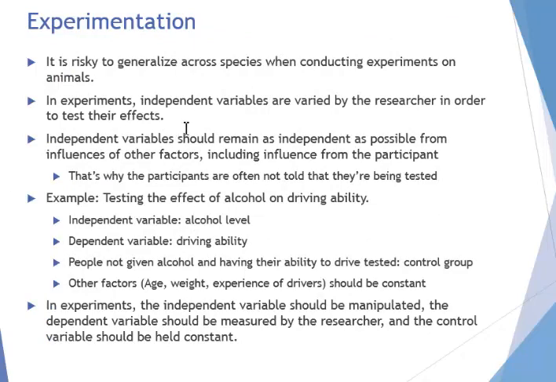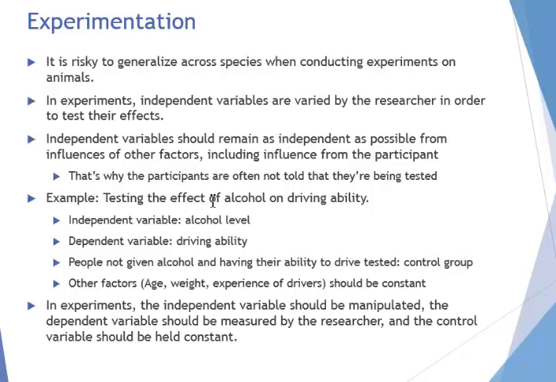Some more things regarding experimentation. A lot of this stuff is review from what we discussed earlier, but we'll still go through it and reinforce these concepts. Of course, it's risky to generalize across species when you do an experiment on a monkey or a rat. That's the idea of anthropomorphization and the general problem that occurs with animal experiments. In experiments, independent variables, as we discussed before, are varied by the researcher to test their effects, and the independent variables should remain as independent as possible from other factors, other confounding variables.